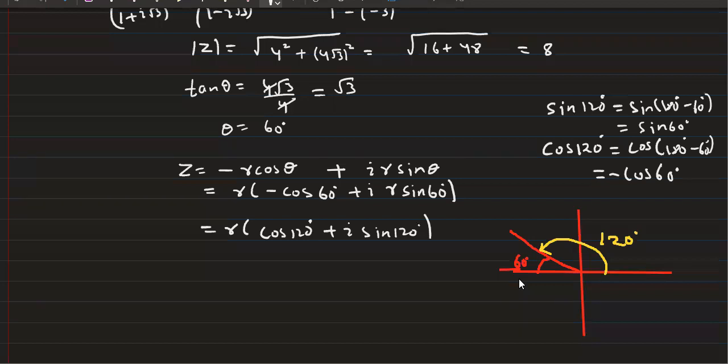Value wise, it will be same. So for any examination, it doesn't matter. Either you write this or this. But in order to write in standard form, which is R cos theta plus I sin theta, you have to convert this into 120 degree. Got it? Okay, very good. If there's any doubt, please let me know.